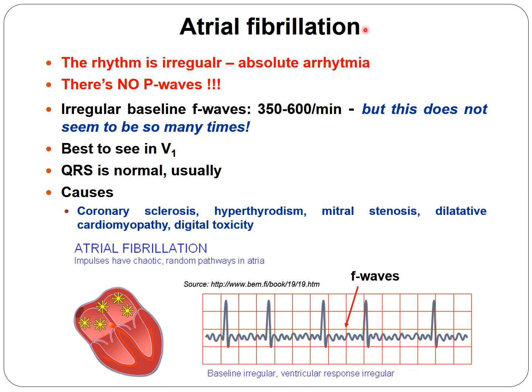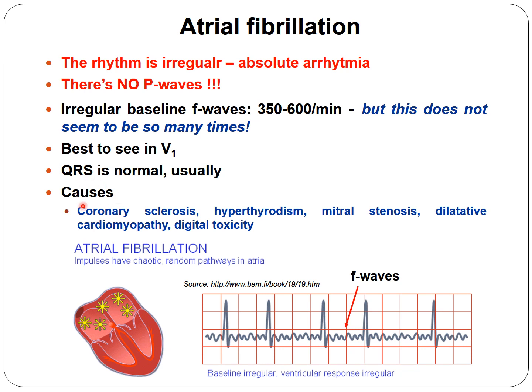Atrial fibrillation. That's a very common arrhythmia. The rate of the atrium is very, very fast, ranging from 350 to 600. What we see is an irregular rhythm or absolute arrhythmia, and there is no P wave, not at all. Very few times we can see an irregular baseline or fibrillatory waves. The best to see in V1. QRS is normal, but sometimes it can be altered as well.